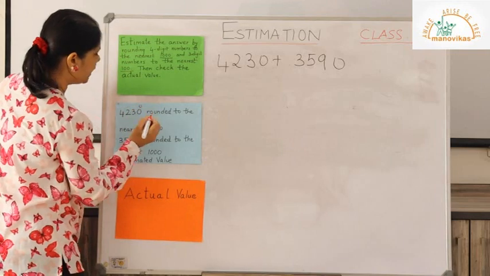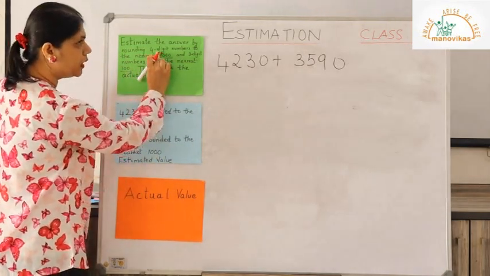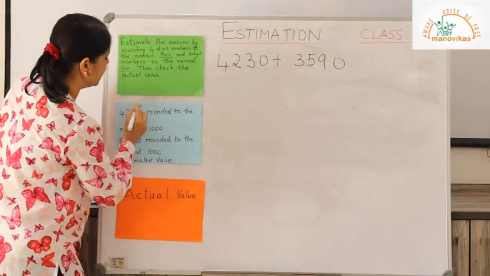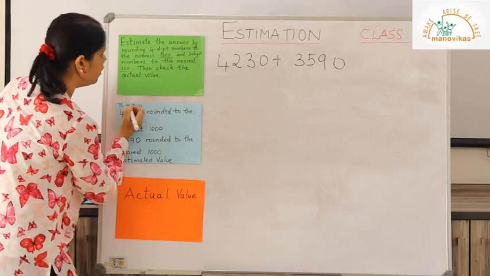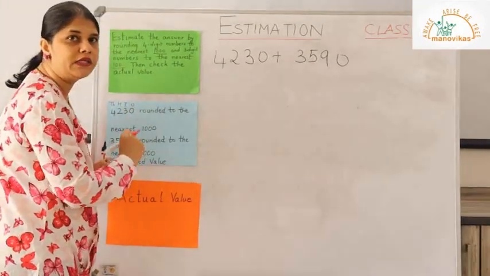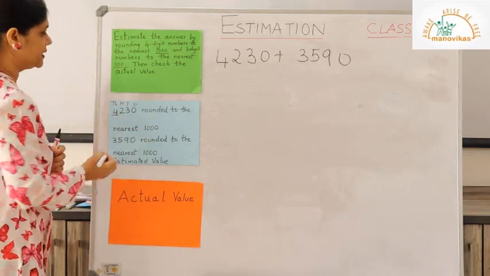4230 rounded to the nearest 1000. Because it is a 4-digit number, we need to round it to the nearest 1000. So let us do it. All of us know how to round up the numbers, right? Now underline the digit in the thousands place.